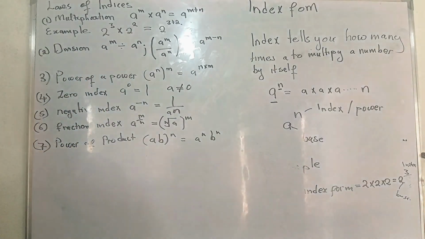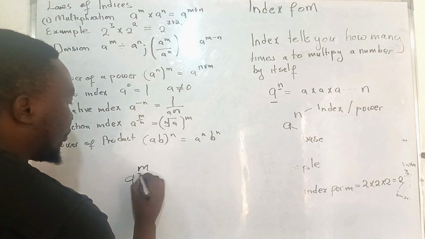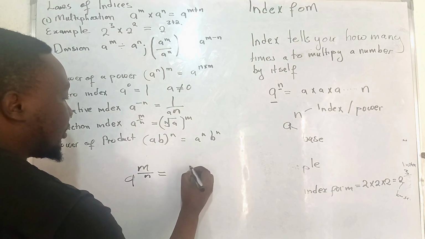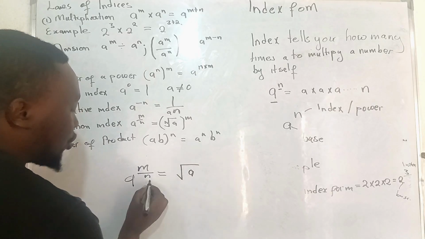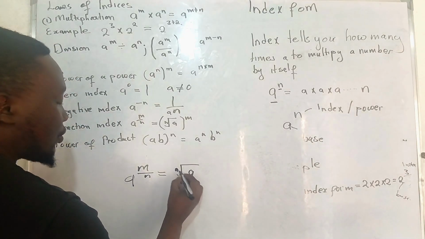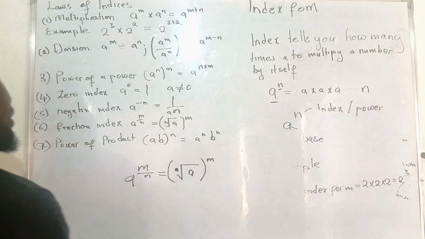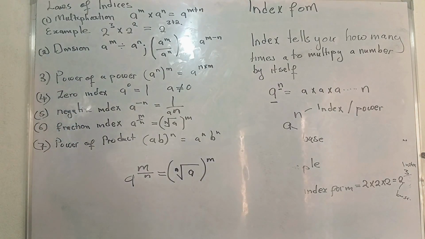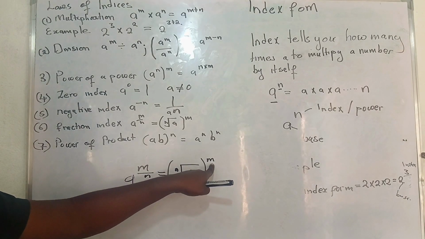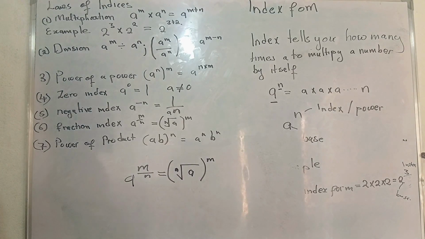So let's talk about the fraction index, which states that the number a to the power m over n is equal to the nth root of a, raised to the power m. The numerator becomes the power, and the denominator becomes the root.